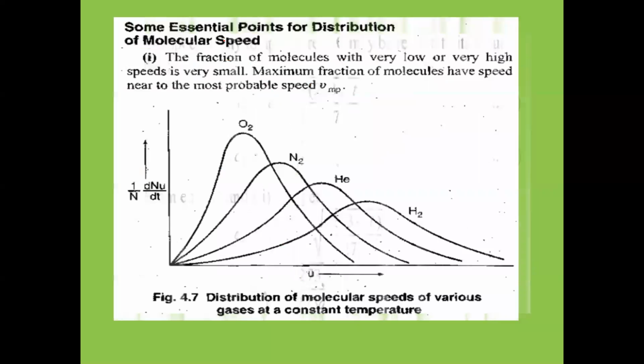Next. Now, a very important point we have to understand is some essential points for distribution of molecular speeds. Different molecular speeds are distributed by whom? Maxwell and Boltzmann. So this is called Maxwell-Boltzmann distribution of molecular speeds. Right now, in that case, we have to remember some important points.